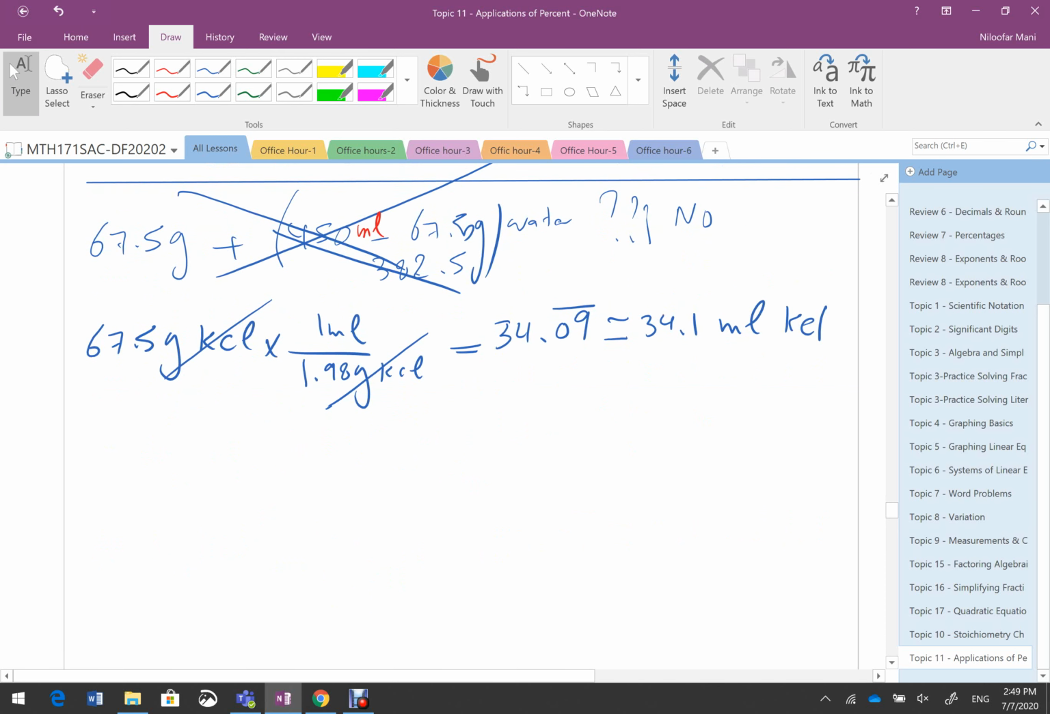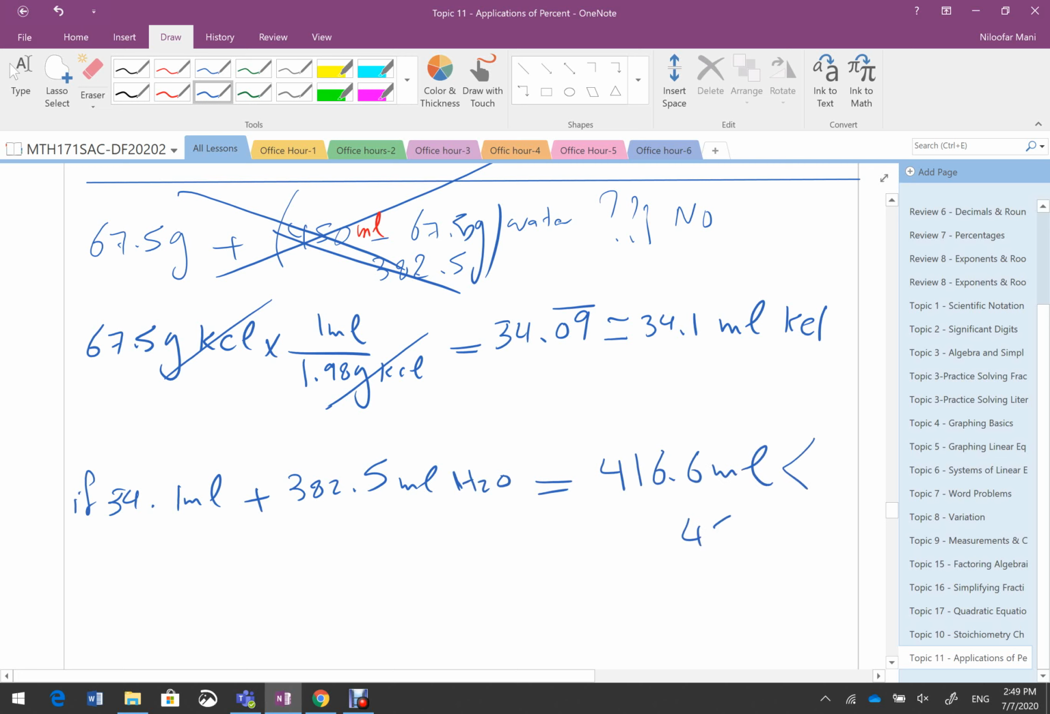Okay, so if I do 34.1 milliliter plus 382.5 milliliter water, then it will be 416.6 milliliter, which is much less than 450 milliliter for total. So this doesn't work.